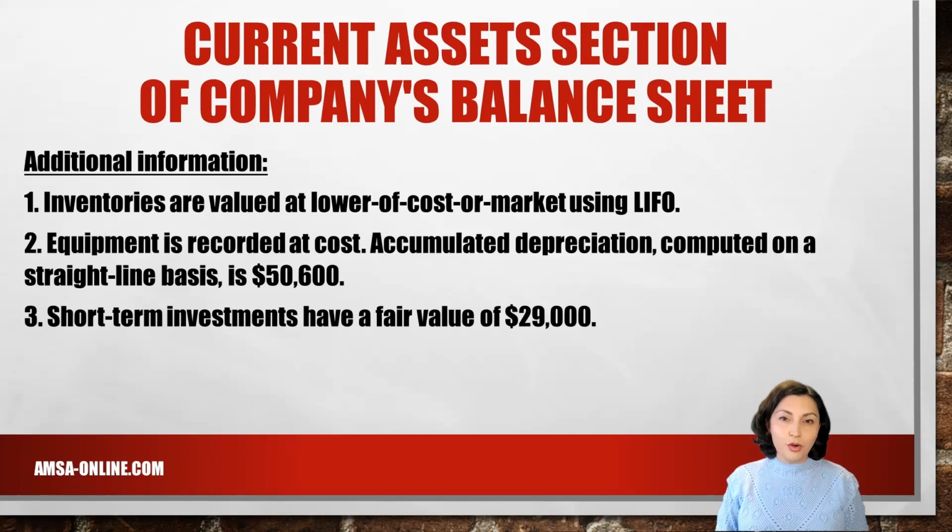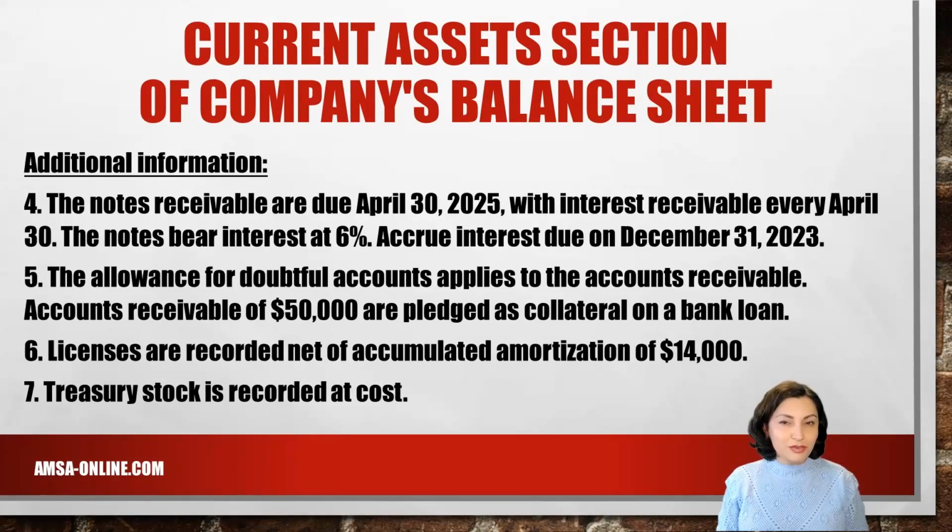Inventories are valued at lower of cost or market using LIFO. Equipment is recorded at cost. Accumulated depreciation computed on a straight-line basis is $50,600. Short-term investments have a fair value of $29,000. The notes receivable are due April 30, 2025, with interest receivable every April 30th. The notes bear interest at 6%. Accrue interest due on December 31st, 2023.